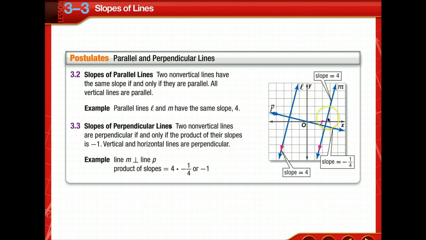Now two non-vertical lines are perpendicular if and only if the product of their slopes is -1. So if one line has a slope of 4 and the other one -1/4, if you multiply those two together, they come up to -1. I also call this the opposite reciprocal. This one's positive, so the opposite is negative. This is 4 over 1, this is 1 over 4. So your slopes for perpendicular lines will be opposite reciprocals.